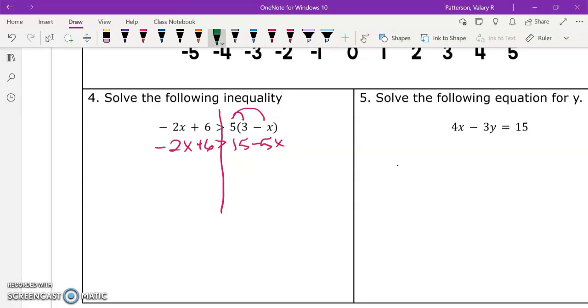Now from here, this is where I've told you before, you can move x's and constants either direction. And you can do that in inequalities, but with inequalities, it's really important that we put all our x's on the left side of our inequality. Because that's how we read them, right? We start with the variable and then the inequality symbol and then the constant. So if we subtract 2x from 5x, we get a positive 3x plus 6 greater than 15.